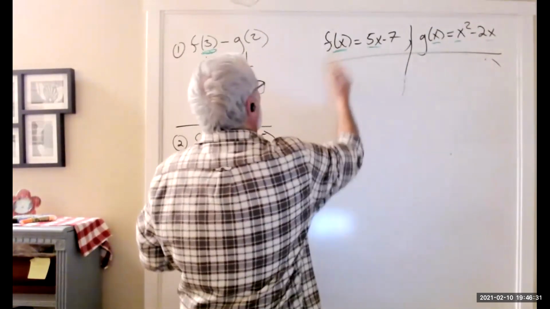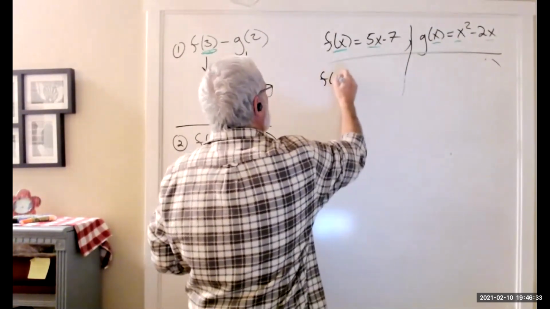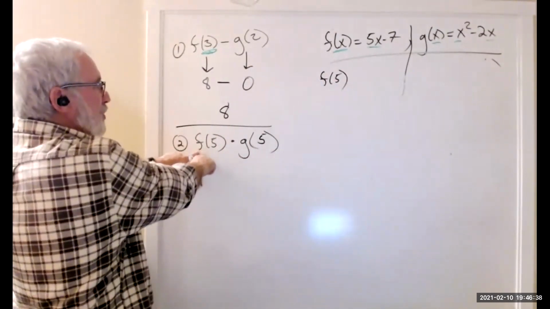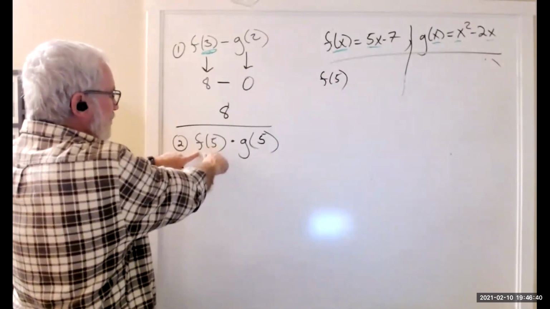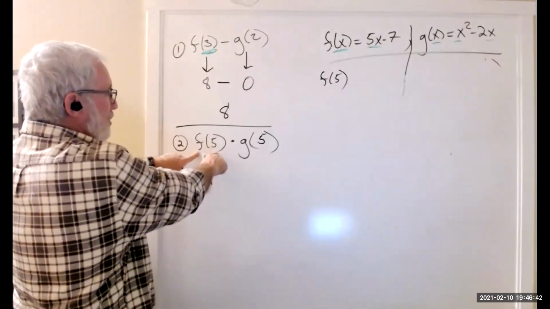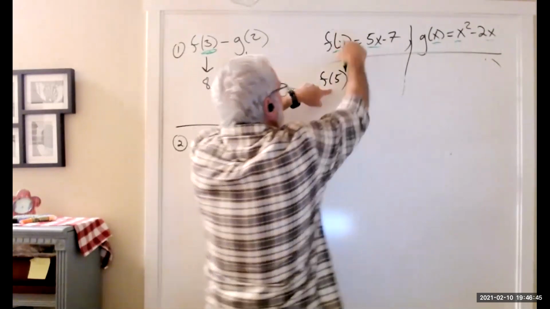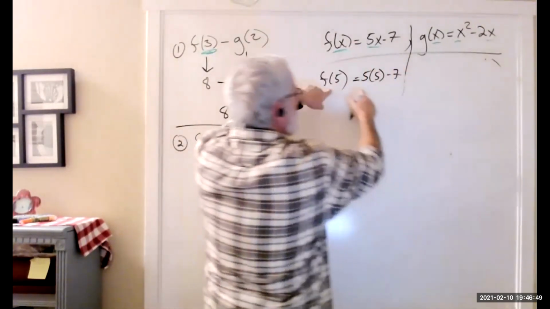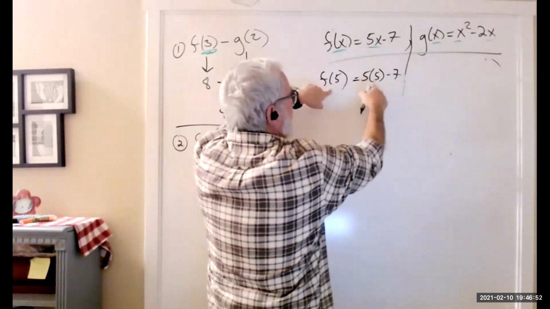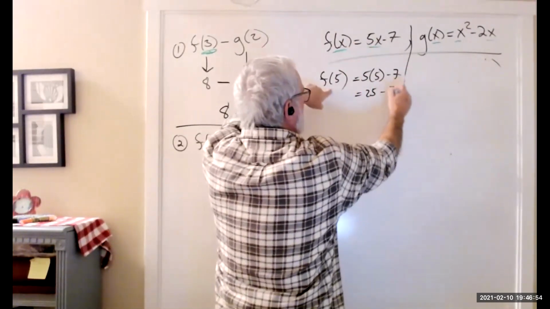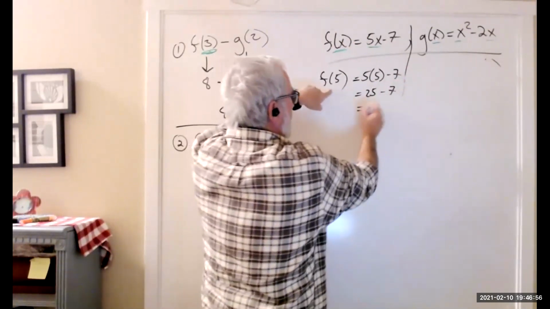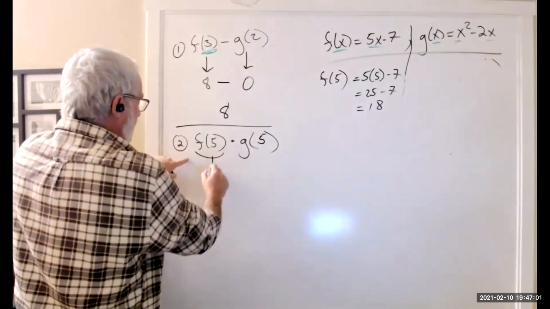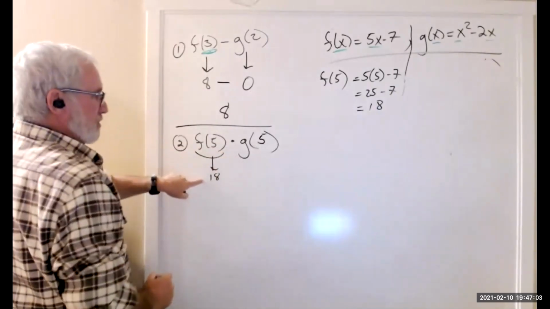So this time we want to find f of 5 because that's what that says. It says look at the f function and plug 5 in place of the variable. So x becomes 5. So this is 5 times 5 minus 7. This is 25 minus 7. This is 18. So f of 5 is worth 18.